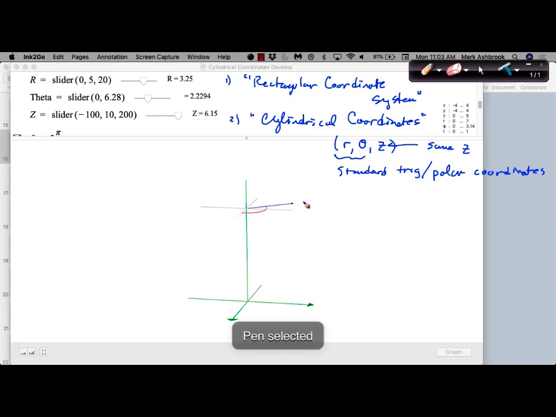So what is this? What did I just graph? I just graphed the point (3.25, 2.23, 6.15), with 2.23 in radians. This point right here is that point in cylindrical coordinates. What would it be in rectangular coordinates? So this is my r, theta, and z. Same point in space as x, y, and z would be what?